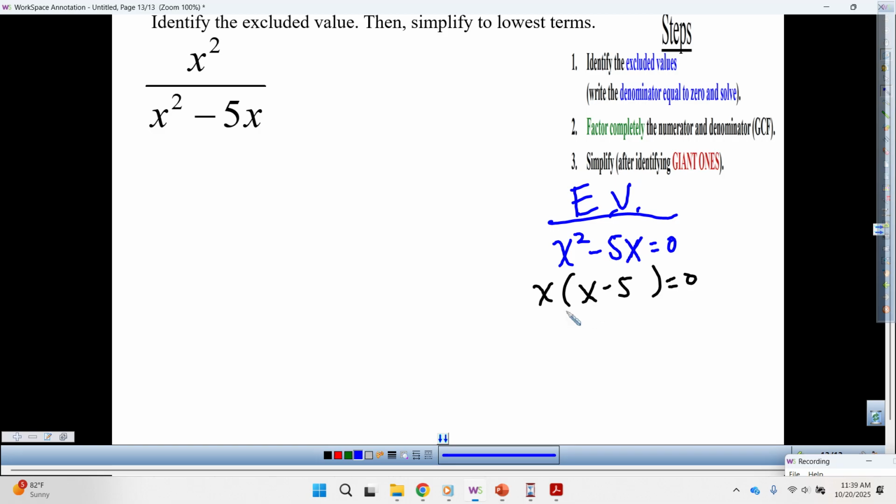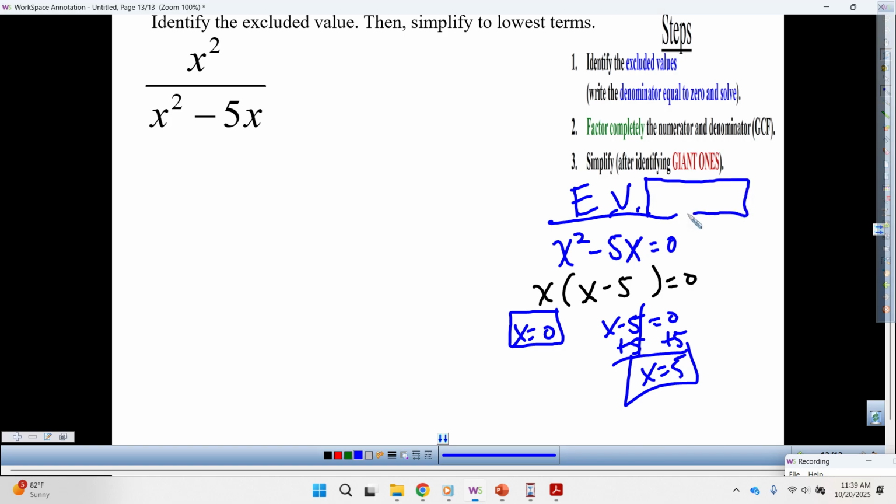Next, we said each of these equal to 0. Is that correct? X equal to 0. X minus 5 equal to 0. Let's solve. Oh, this one's already solved, Mr. Q. Yes. How about this one? Plus 5 plus 5, x equals 5. So now, how many excluded values do we have? 0 and 5. 2 of them.